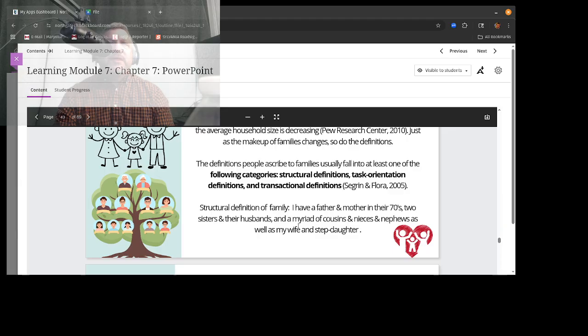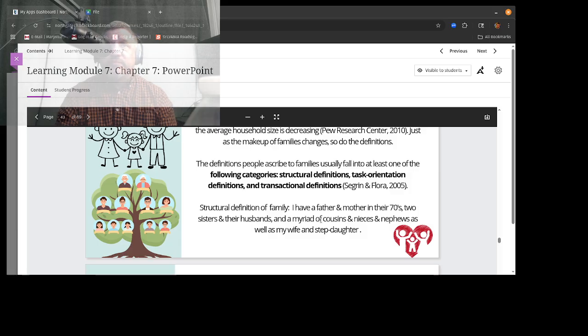When we used to think about the structural definition of a family, it was pretty standard. I have a mother and father. All right? I might have siblings. And I think about my family. Well, right now where I'm at in my life, I have a mother and father in their 70s. I have 2 sisters and their husbands, their children, right? My nieces and nephews, a myriad of cousins, as well as my wife and stepdaughter.